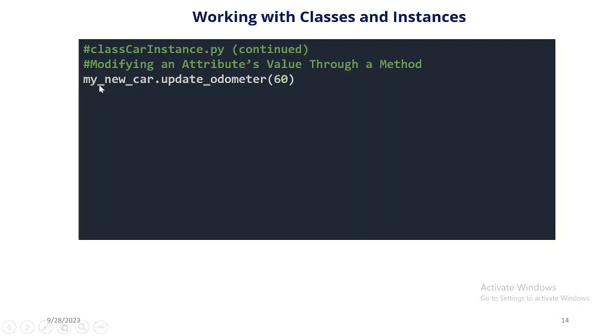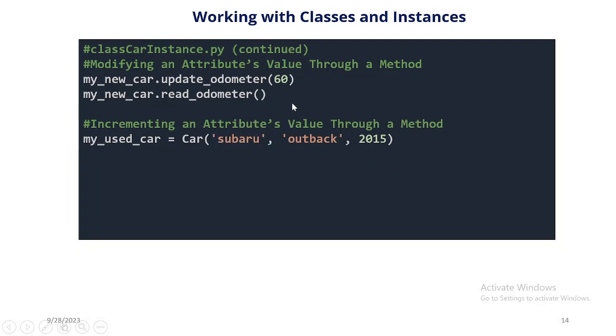So we call another method, my_new_car.update_odometer 60. So we do my_new_car.read_odometer, and what this does is just prints the odometer reading to the screen. Let's see how we can increment an attribute's value through a method. If we create another instance of a car, you see what instances do? We can create as many instances of a class as possible.